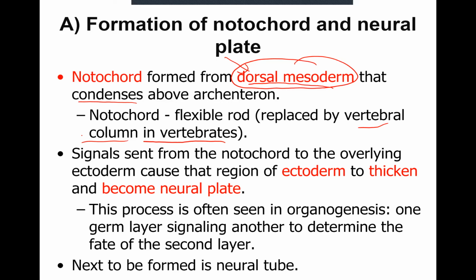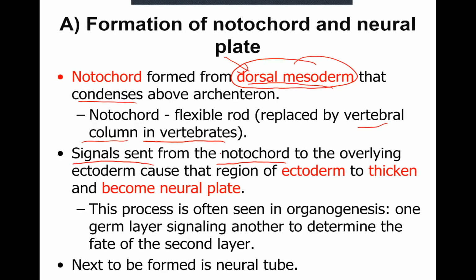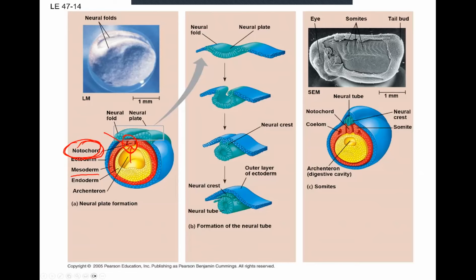Next, as the notochord is formed, a signal will be sent from the notochord to the overlying ectoderm layer, meaning the notochord will send a signal to the layer above it, causing that region of ectoderm to thicken and become the neural plate. Look at this picture. We already know this is the notochord. The notochord sends a signal to the ectoderm layer above it, to thicken, as you can see from here. As it is thickened, it forms the neural plate.